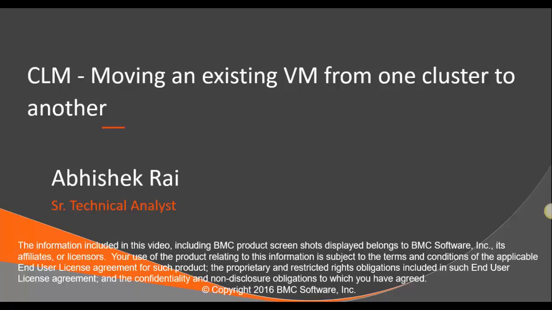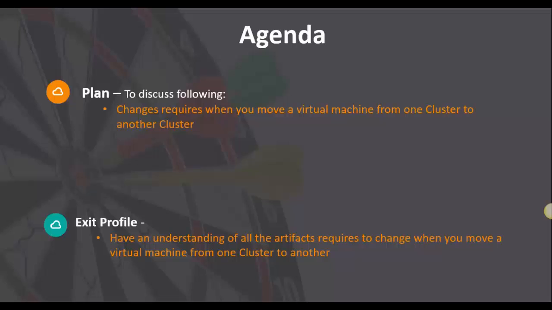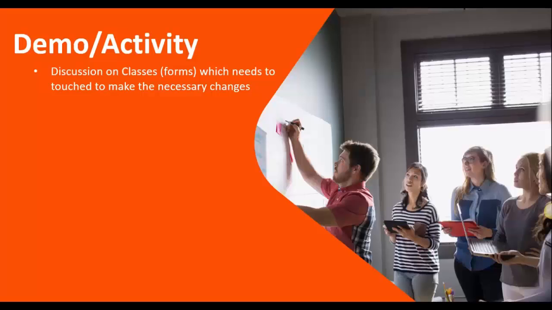Today I'm going to talk about moving an existing VM from one cluster to another. The plan is to discuss changes required when you move a virtual machine from one cluster to another cluster. Once you're done with the activities and configurations, you will have an understanding of all the artifacts required to change when you move a virtual machine from one cluster to another. During the demo, we will discuss the classes which need to be touched to make the necessary changes. Let's switch to the forms and take a look at the configurations.